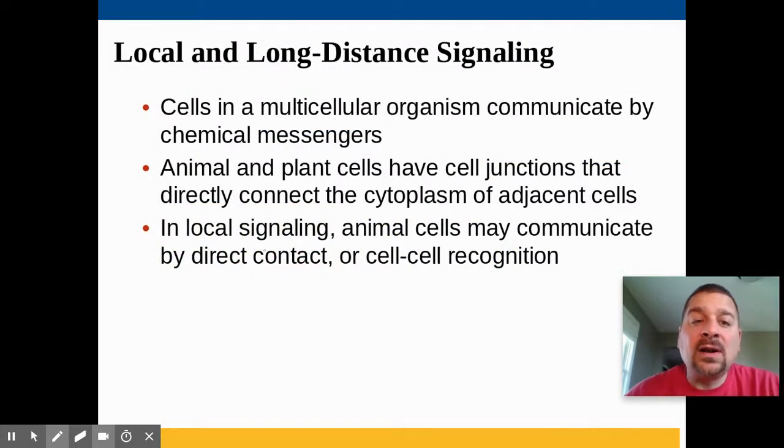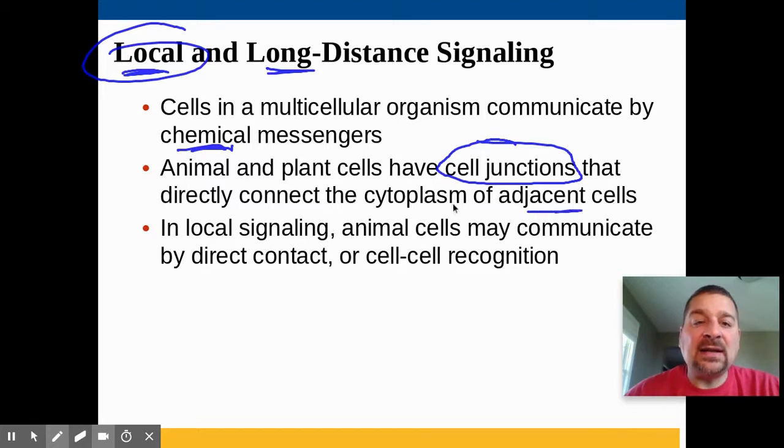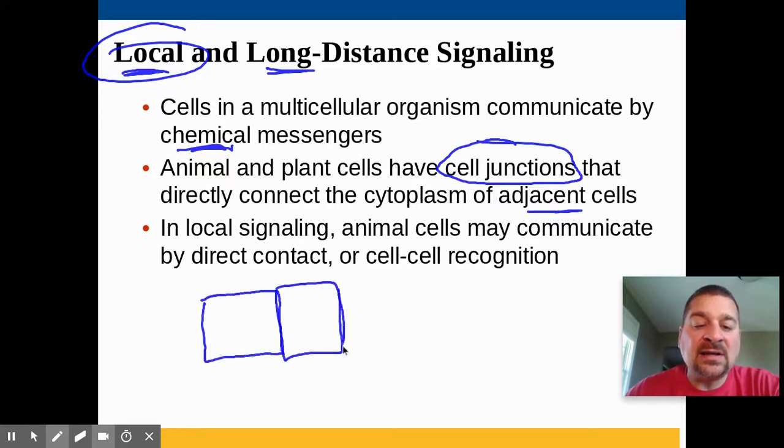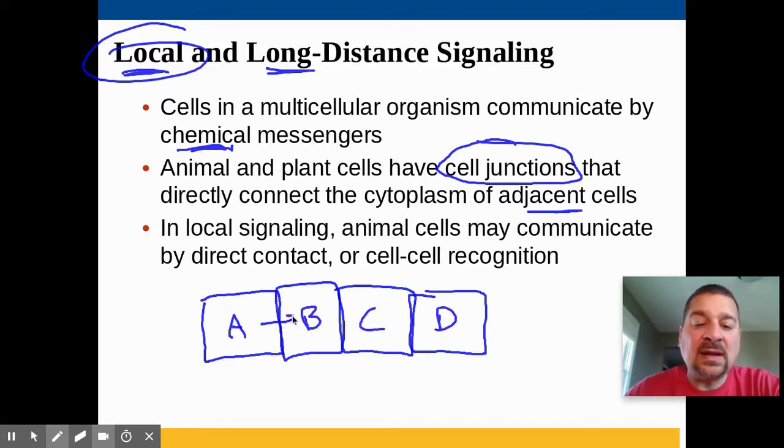In multicellular organisms, we can have what we call local and long distance signaling. So cells communicate, again, usually chemically. When we talk about local signaling, animals and plant cells have different cell junctions, and we'll look at them in a second, in which adjacent cells, which means cells right beside each other, can communicate. This can be from direct cell to cell contact. So in a tissue where you have all these cells lined up, cell A can communicate to cell B, which can communicate to cell C, and then to cell D, and so on and so forth.